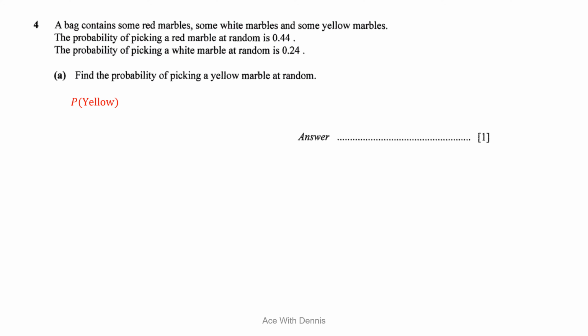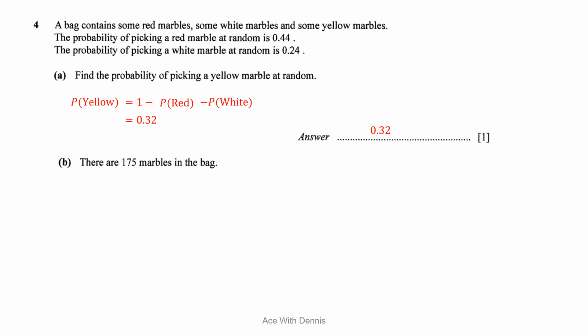There are 3 types of marbles in the bag: red, white, and yellow. To find the probability of picking a yellow marble, we take 1 minus the probability of a red marble minus the probability of a white marble. Substituting, 1 minus 0.44 minus 0.24, we get 0.32. Hence, 0.32 is the answer.